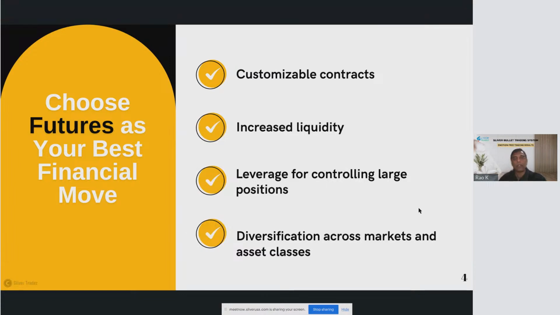Now, we have expertise in trading futures. We use futures as the instrument that we trade every day. And why do we choose futures over stocks or options? Because futures are very highly customizable. They come in different sizes, different varieties. They have high liquidity. There are a lot of market participants in futures trading.